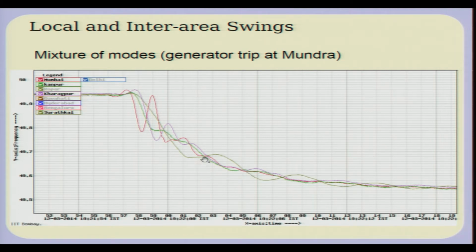You will find of course many oscillations. In fact, there seems to be a superposition of various modes. You can see quite distinctly that there is one slightly higher frequency mode, and also a relatively lower frequency mode. This kind of behavior is seen when you give a disturbance in a synchronous grid.